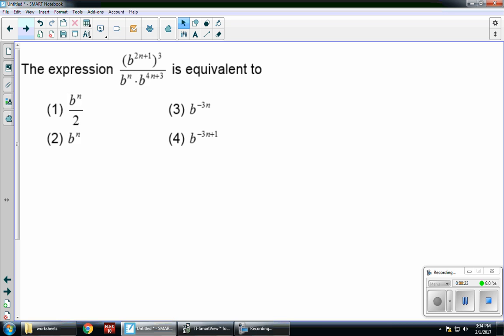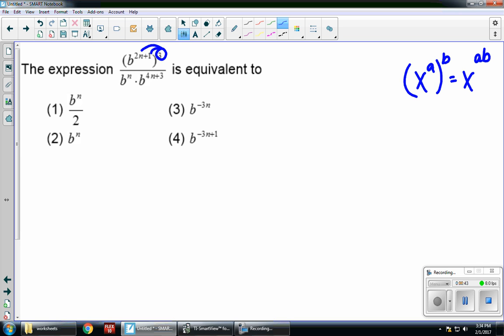So let's work with our numerator first. If you remember your laws of exponents, when you have an exponent raised to another exponent, that's the power rule, and we're supposed to multiply. So x to the a to the b is equal to x to the ab. So in my numerator, I'm going to multiply that 3 by the entire exponent. So I end up with b to the 6n plus 3.